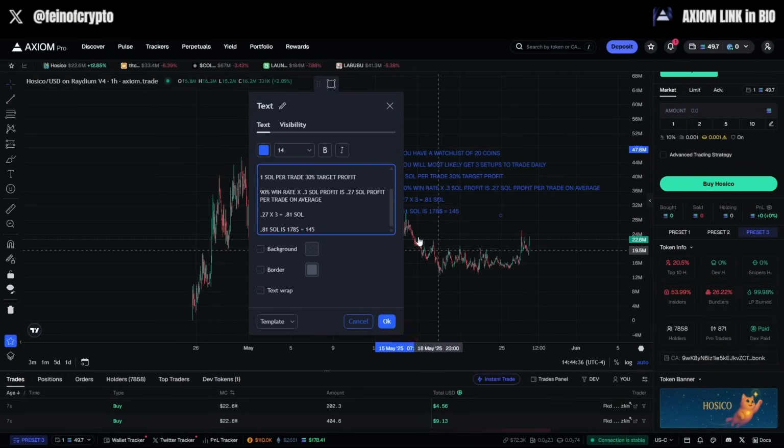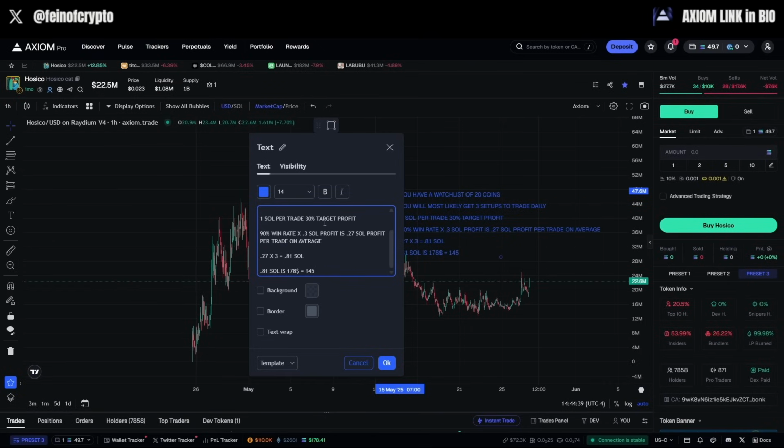Now you're getting what I'm saying, right? It's much easier than you think. 1 SOL per trade, 30% target profit. This is all example. You could tweak it. You could do 20, you could do 50, whatever. 90% win rate. If you're doing this strategy, support resistance like I teach you, there's no reason you don't win 90% of the time, minimum.